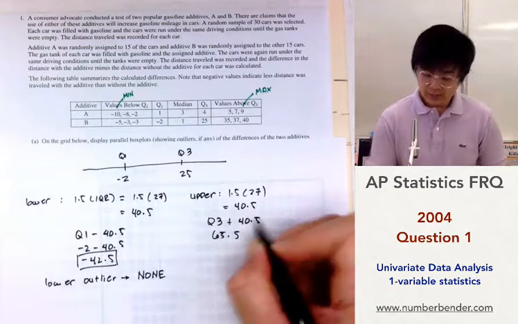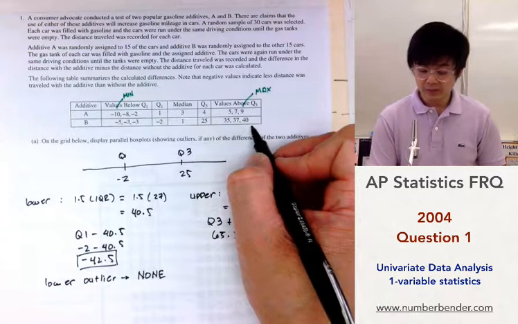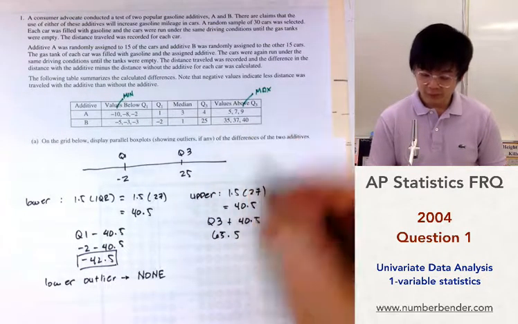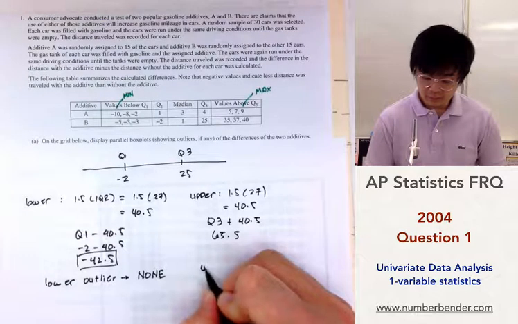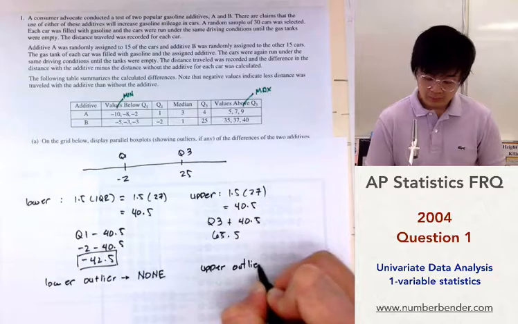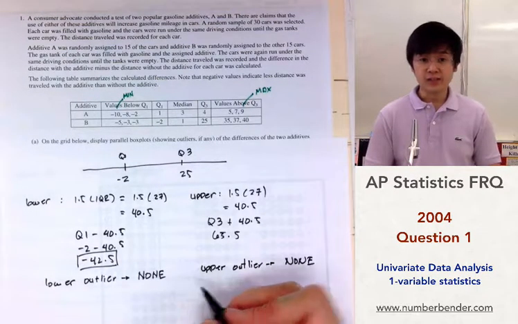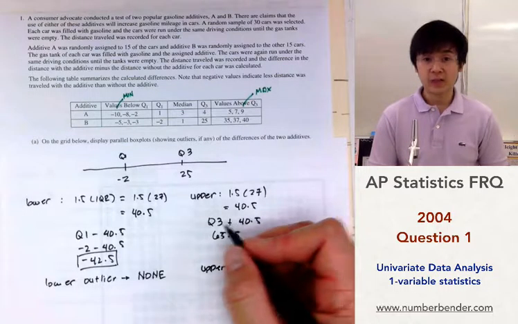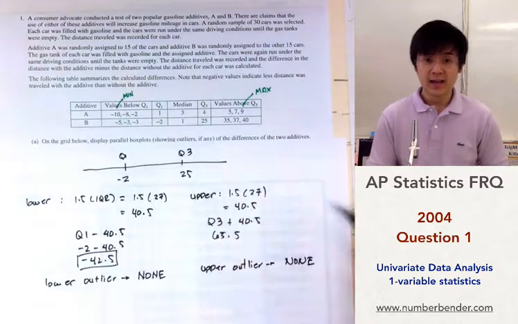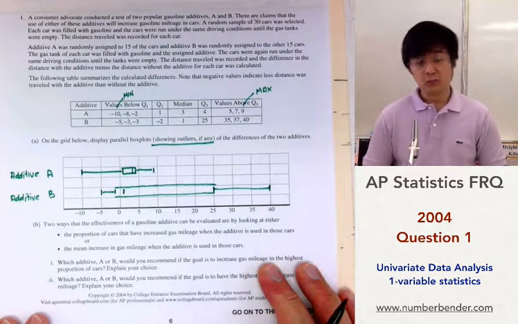And from here, no value is greater than 65.5. So for the upper, there's also none. So in this case, we only have 3 sets of outliers, and we found it in additive A. And that's how we work out our problem for problem letter A.